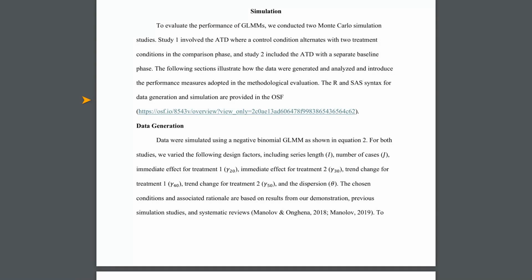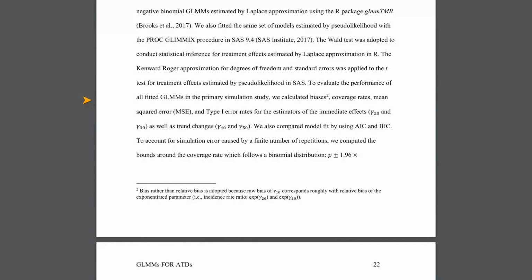One of the key things they looked at in their simulation was bias. Bias is basically a systematic error in an estimate. If a method is biased, it consistently overestimates or underestimates the true effect. The good news is that for the most part, the GLMMs they tested showed very little bias. This is a great sign. The paper states that the average bias for the immediate effect was small and close to zero across different model specifications. This means the estimates from the models were pretty accurate.